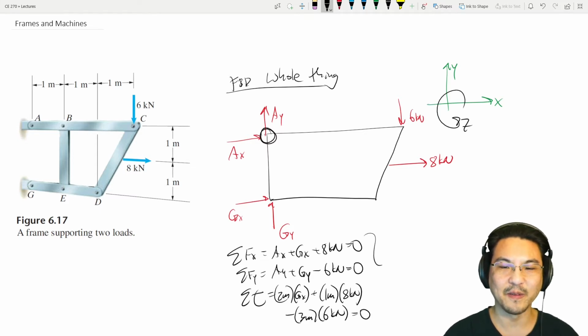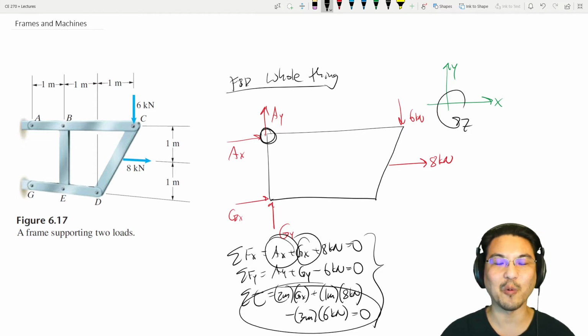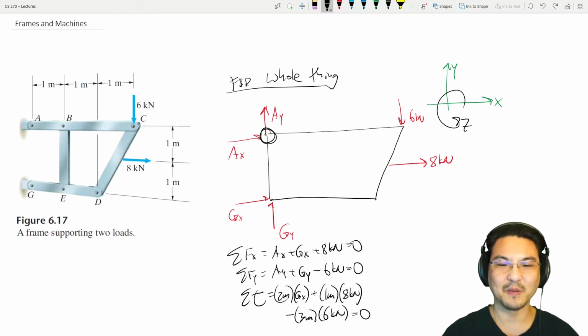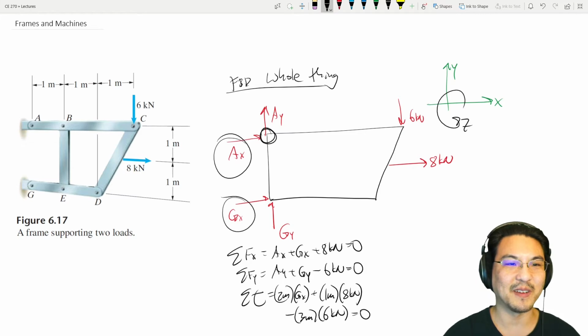Okay, so we have three equations, 4 unknowns. We can solve for Gx, plug that in here, solve for Ax, but we don't have enough equations to solve for both Ay and Gy. So this is statically indeterminate, actually. So at best, we got this and this. That's it. So what do we do now?